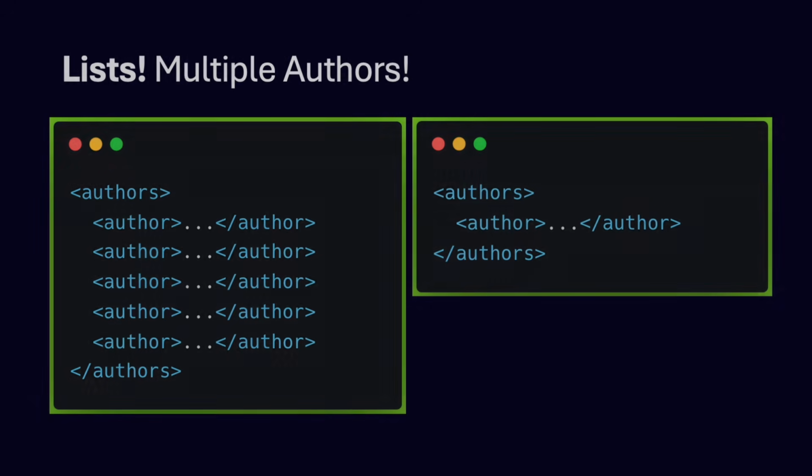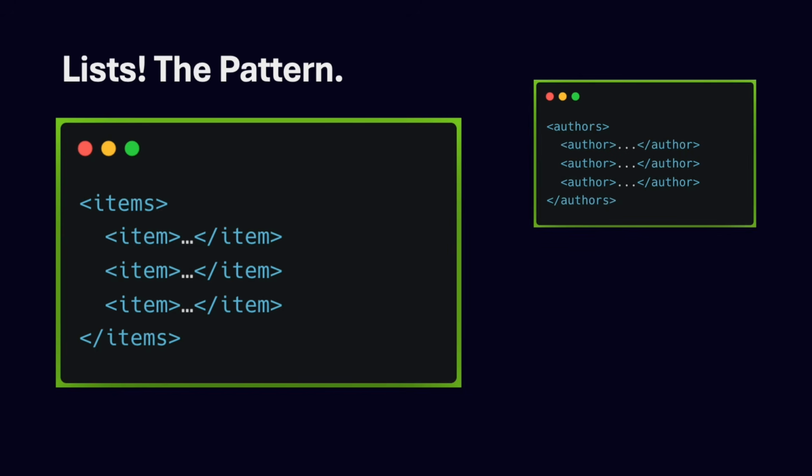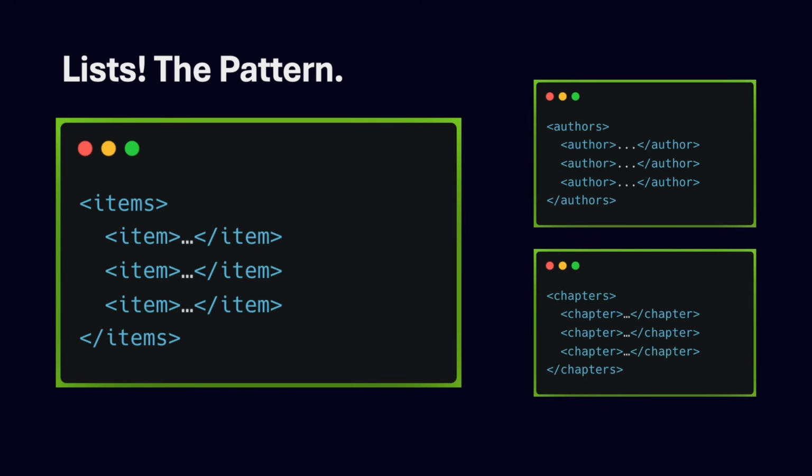This introduces us to an important pattern for handling lists in structured data. In this pattern, we have a container tag, usually named using a plural noun, like authors, which holds multiple item tags, usually named singular, like author. Let me show you another example. What if I want to track the chapters of a book? Then I can have a tag named chapters, and inside that I can have individual chapters as separate tags. The chapters container holds multiple chapter items. Sounds logical, isn't it?